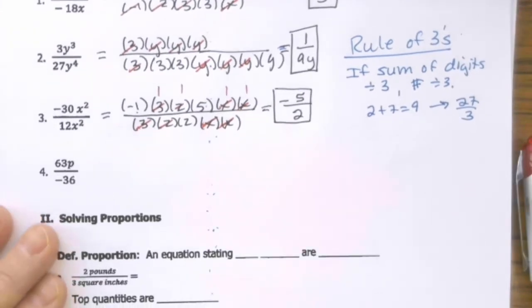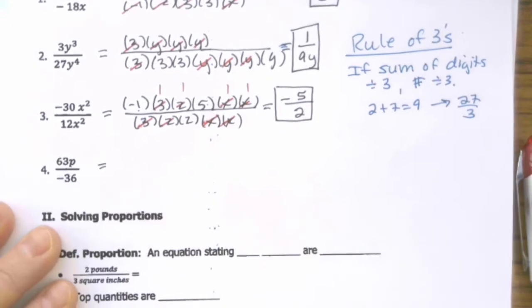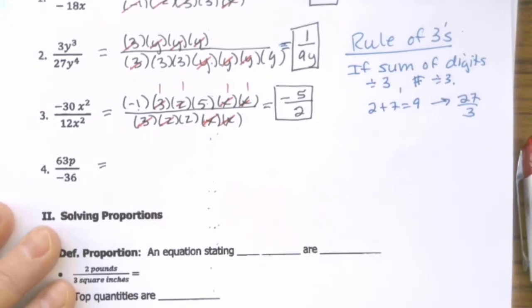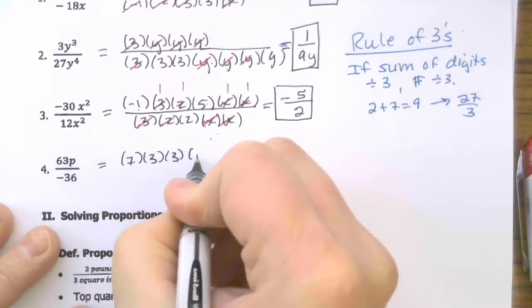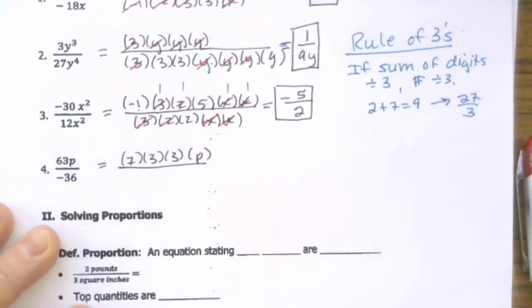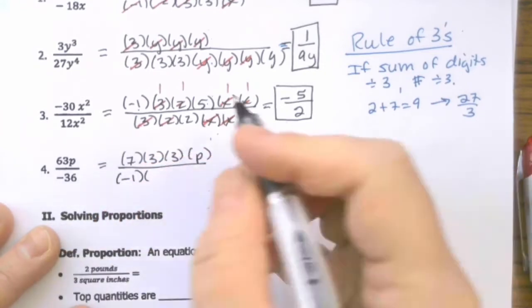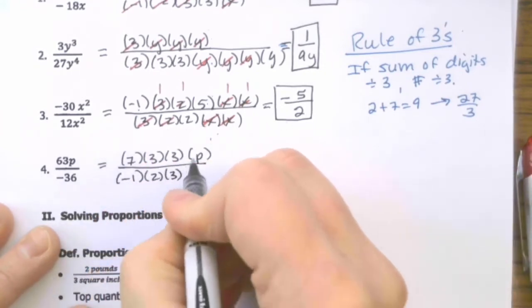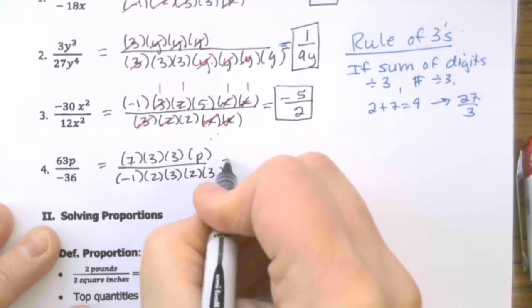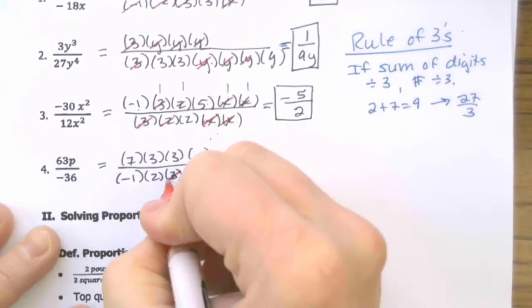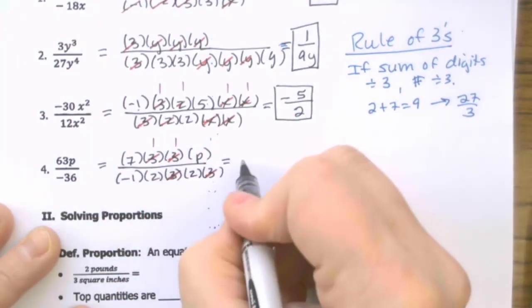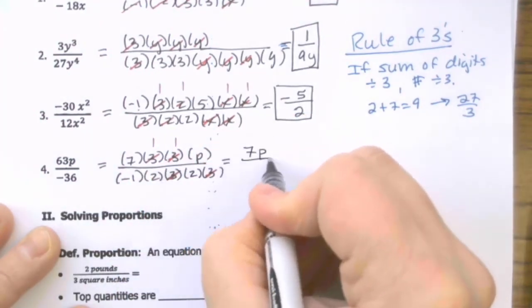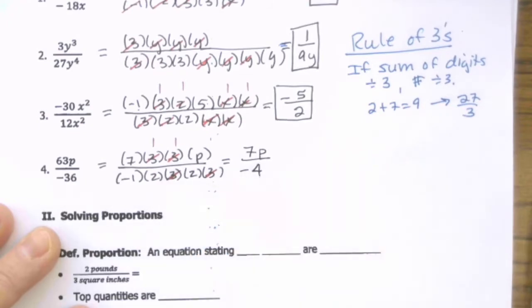All right, last one, 63p over negative 36. Let's see, 63 is 7 times 9, so 7, 3, 3, and a p. On the bottom, there's a negative 1, and then 6 times 6. So 2, 3 for the first 6, 2, 3 for the second 6. I can divide a 3, I can divide another 3, and that leaves me with 7p over negative 4.